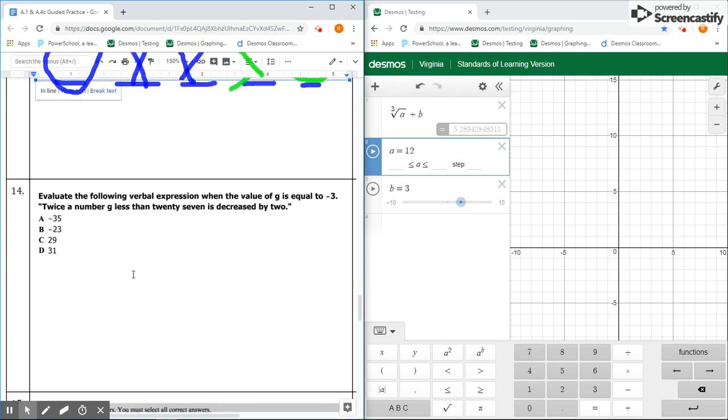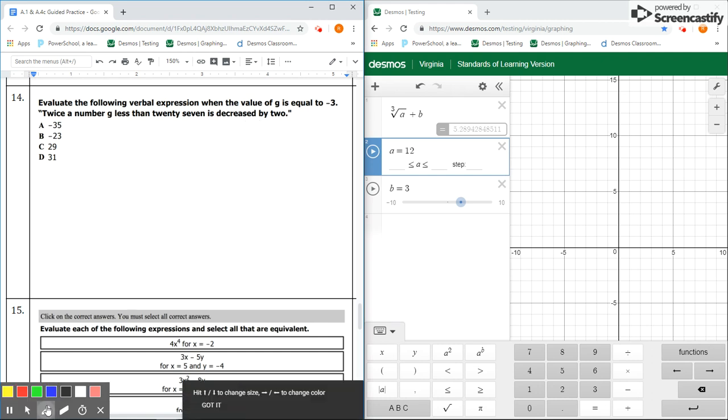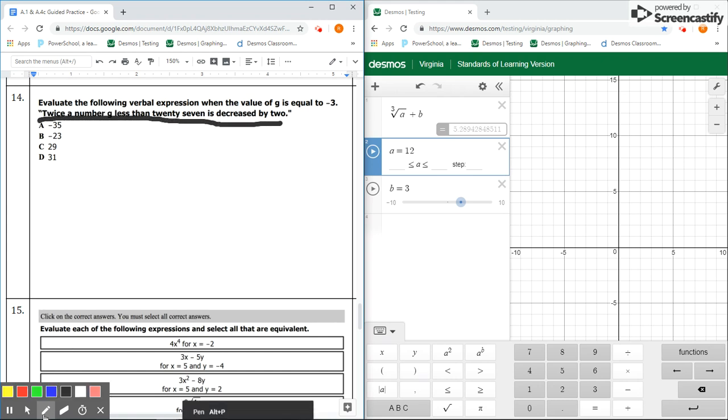All right. Number 14. Evaluate the following verbal expression when the value of g is equal to -3. Twice a number g less than 27 is decreased by 2. All right, they're asking us for 2 things here. We need to change this to an expression, and then we need to evaluate it for -3. Okay, so first step, twice a number g less than, this is a keyword, less than 27 is decreased by 2. Okay, so less than means we're going to switch it.